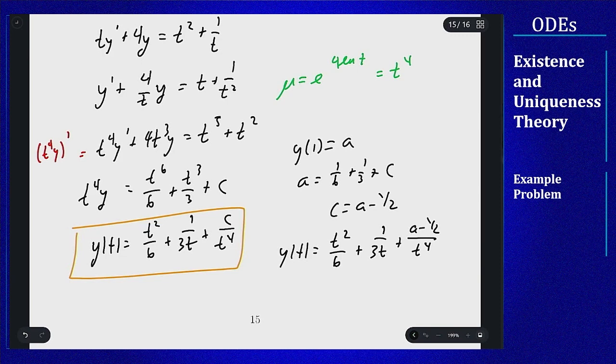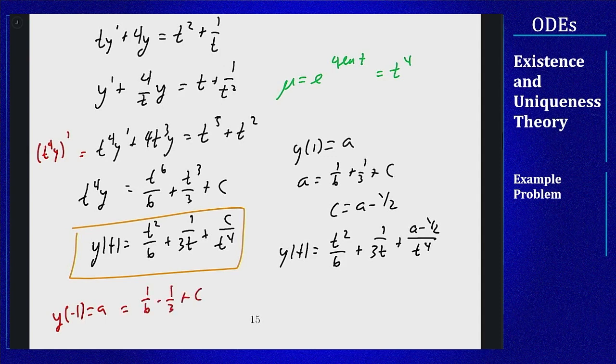And for the second condition, which was y of negative 1 equals a, we end up with a equaling 1/6 minus 1/3 plus c. 1/6 minus 1/3 is negative 1/6, so c is a plus 1/6, giving us y of t is t squared over 6 plus 1 over 3t plus a plus a sixth over t to the 4th.